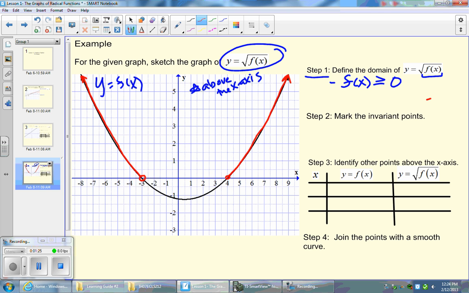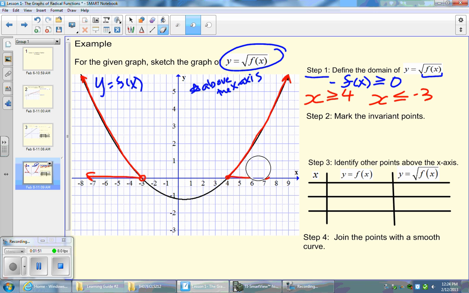Therefore, the domain of my radical function is going to be as follows. Taking a look at the first piece, x is everything to the right of 4, so x has to be greater than or equal to 4. That's the first set of the domain. The second would be everything to the left of -3, so x is less than or equal to -3. That is the domain of my radical function.